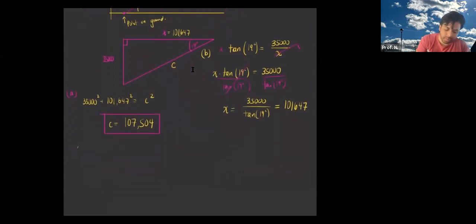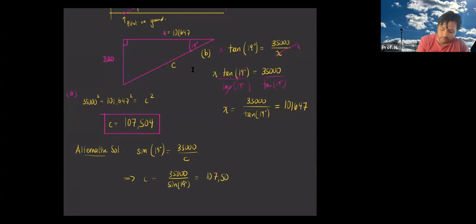So this is an alternative solution. I could have set it up as sine of 19 degrees is equal to 35,000 over C. So then that means that C would have been 35,000 over sine of 19 degrees. And then I would have gotten the same thing, 107,504, if I would have done it this way. And I'll try it just in case. And I get the same exact thing. Okay, so either way.